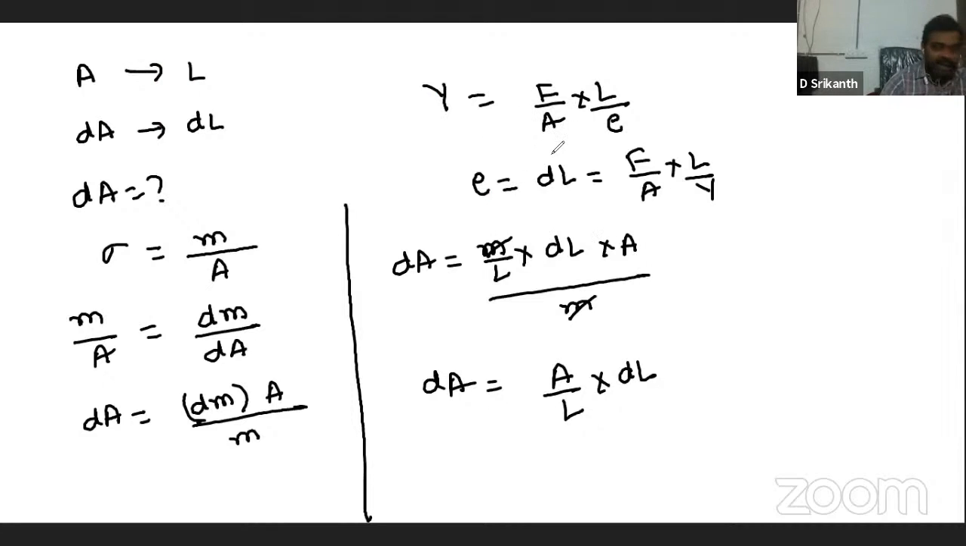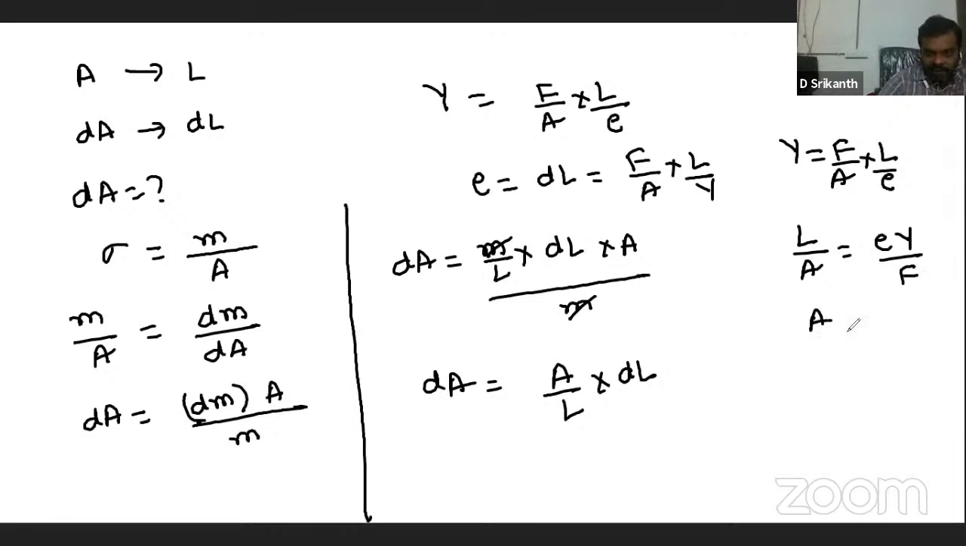From here we can write it as L by A. From the definition, Y equals F by A into L by e, so L by A is equal to Y e by F. So A by L equals F by Ye. That is F by Ye into dL.